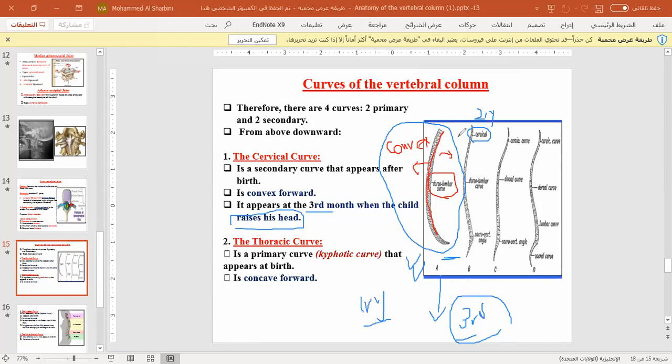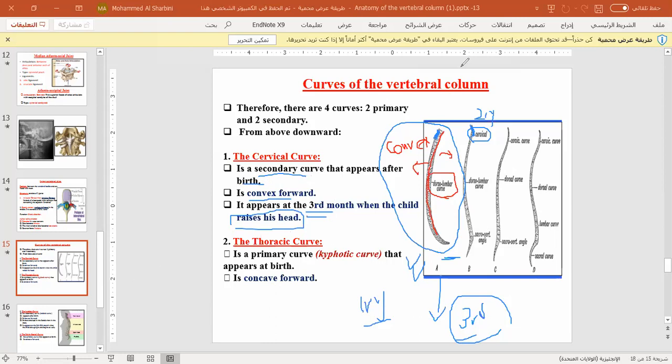In the neck, it was convex posterior, so it will become convex anterior. So it is named the secondary curve. The cervical curve will be a secondary curve. What does secondary mean? It is due to the raising of the baby's head after birth, and it means convex forward or anterior. So at the 3rd month, the cervical curve is now a secondary curve.